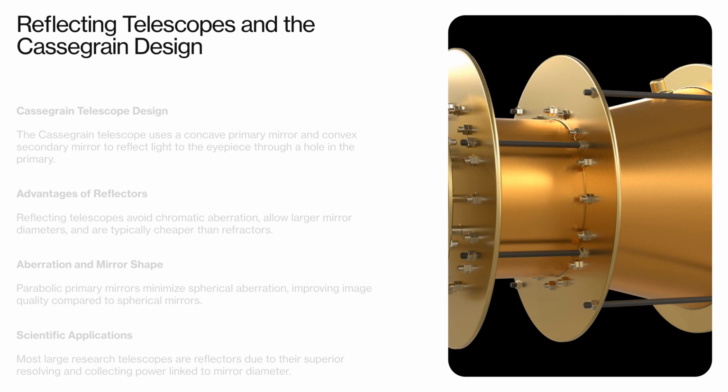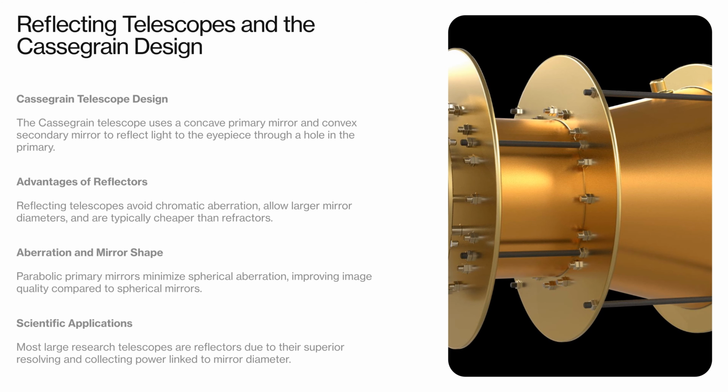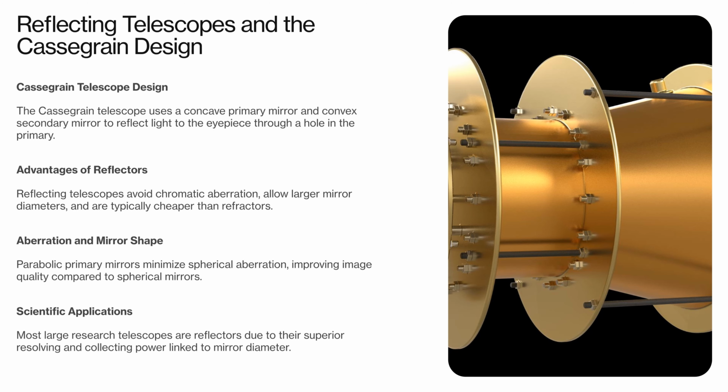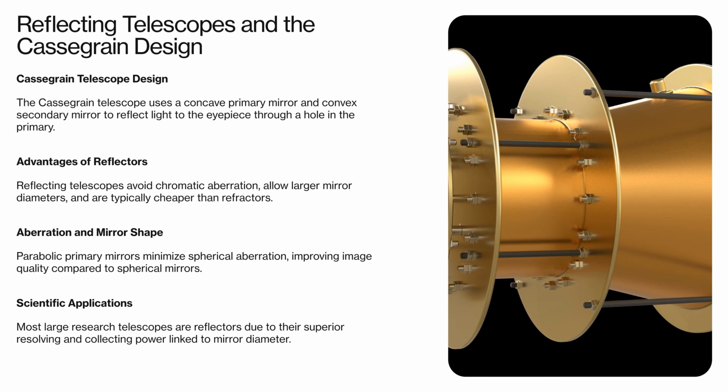Reflecting telescopes use mirrors instead of lenses to collect and focus light. The Cassegrain arrangement consists of a large concave parabolic primary mirror and a smaller convex secondary mirror. Incoming parallel rays are reflected by the primary mirror towards a focus, but before they reach it, they are reflected back by the secondary mirror through a hole in the primary mirror to the eyepiece or detector.